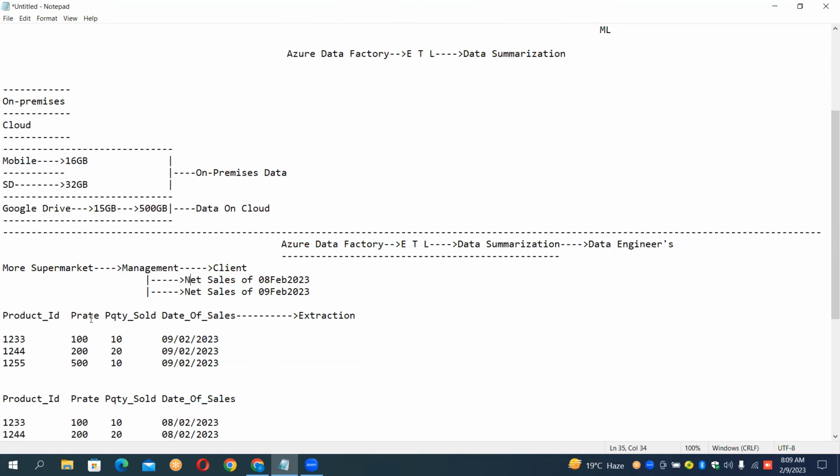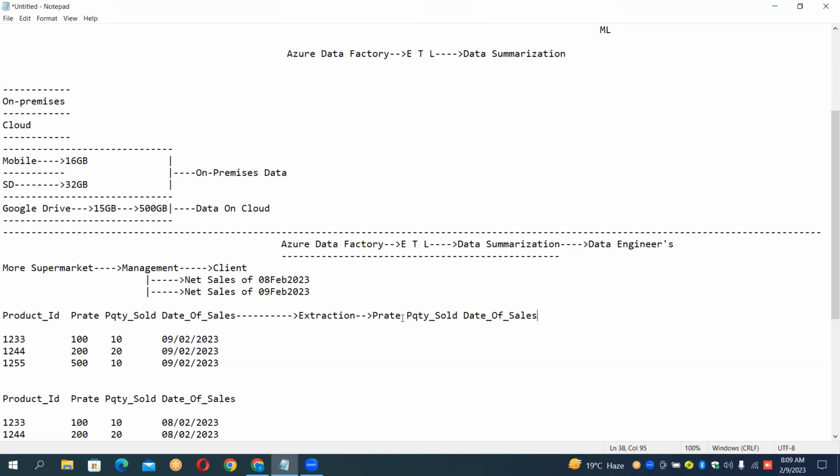Then is product rate required or not, guys? Required, sir. Product quantity sold and product rate are both required. Date of sales, of course, it's required. So now I can say that this is the process of extraction. This is the process of what, guys?